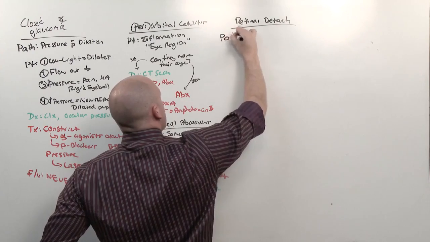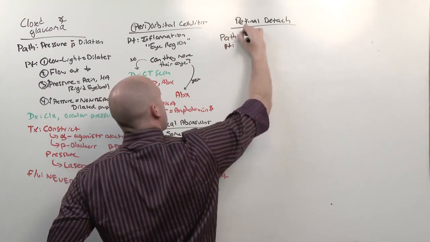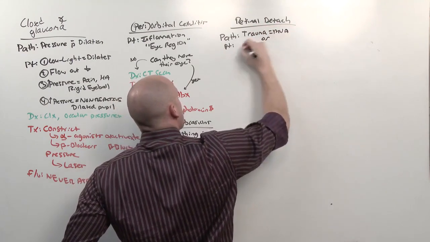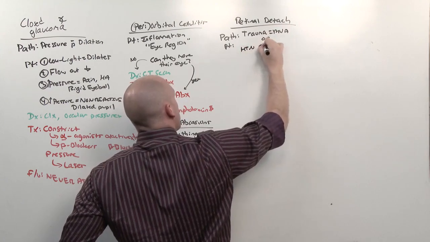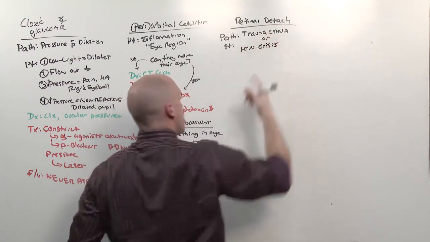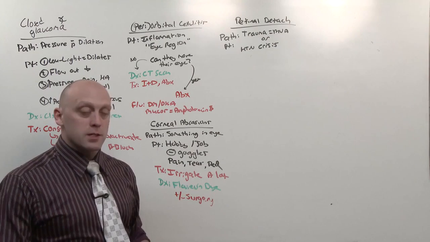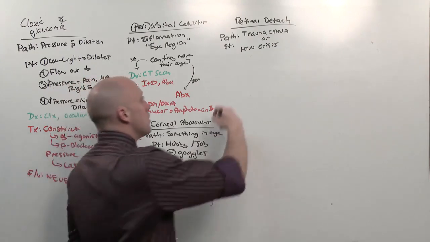It's caused by one of two things. It's either going to be major trauma, as in a motor vehicle accident, or a hypertensive crisis, where the increased blood pressure literally pops the retina off the back of the eye. And this is a cause of acute blindness, and if not fixed, it's going to be permanent.